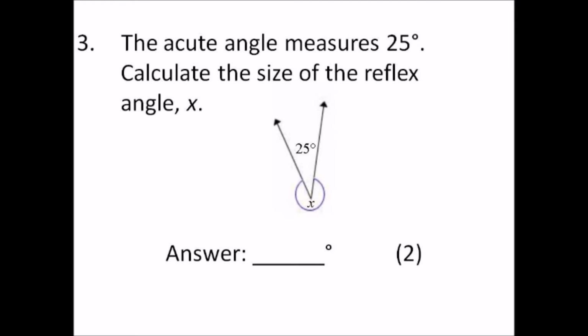Now we will move on to question 3. The acute angle measures 25 degrees. Calculate the size of the reflex angle X. And they give you the diagram and show you the 25 degree acute angle. They want you to find that angle that's labeled X, and that's a reflex angle. Don't worry about the terms. Once you know what you have to do to find the answer, just go ahead and work it out. Again, 2 marks for this question. Please remember to show all of your workings. Don't hide them somewhere, and do them right here beside the question so we can see what you're doing. And if you make a simple mistake, you would still be awarded marks.